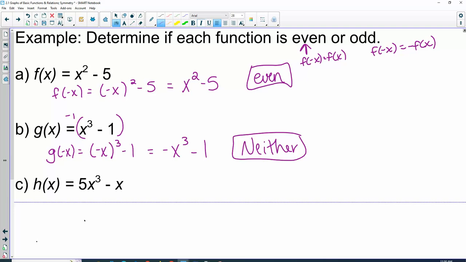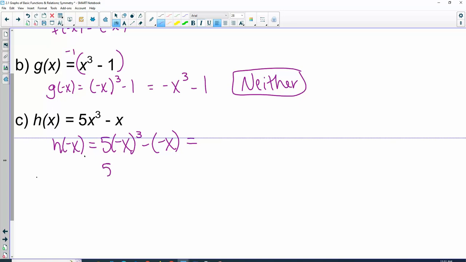Alright. The last one here. So if I put in a negative x, so we did it up here as well. Negative x times negative x times negative x is negative x cubed. Minus a negative would be plus x. So 5 times negative x cubed would be negative 5x cubed plus x. Is that what I started with? No. Is it the exact opposite, like taking this original times negative 1? Yes. So this would be odd.